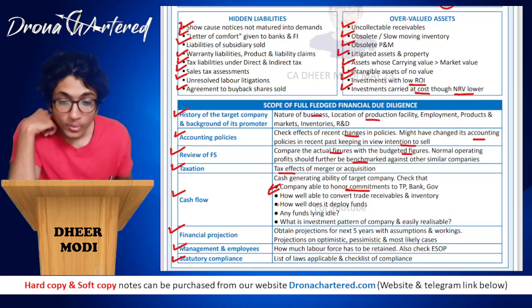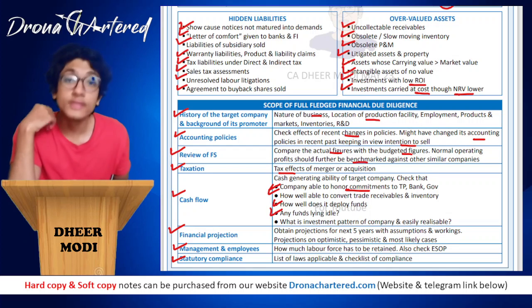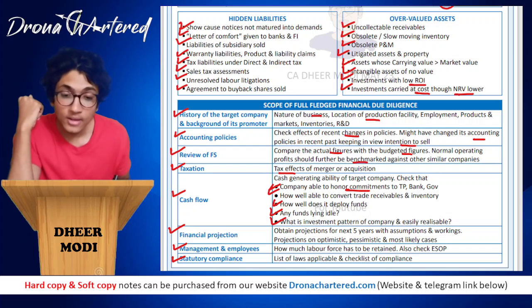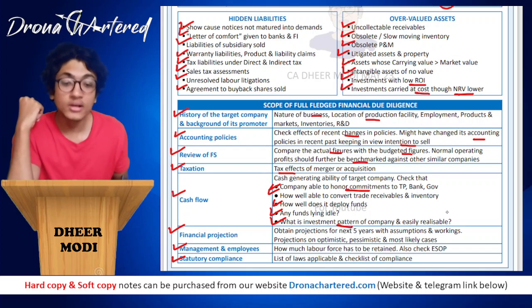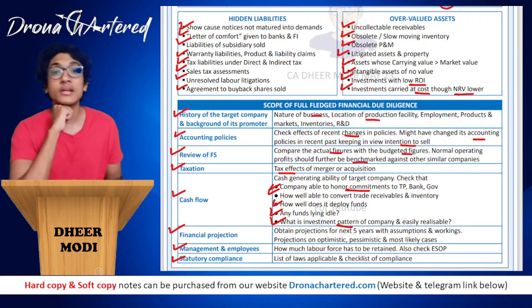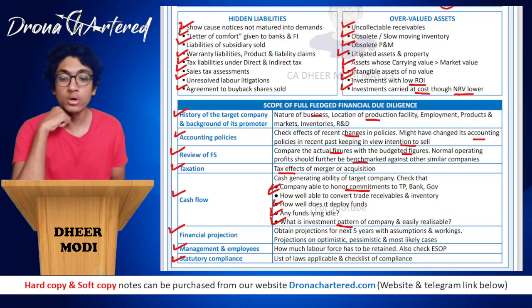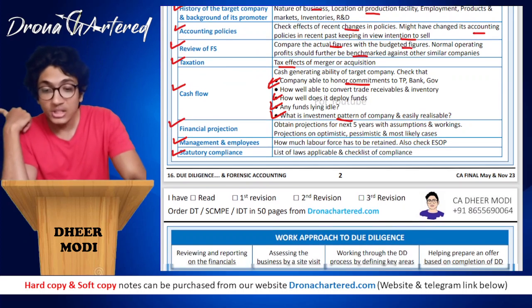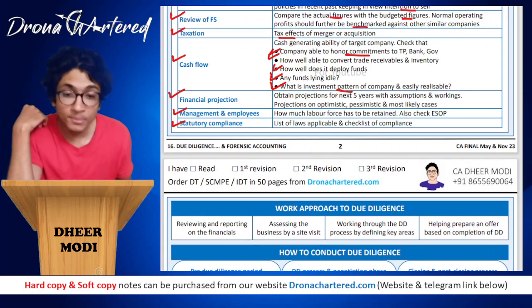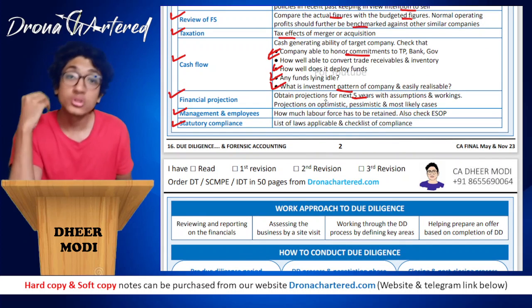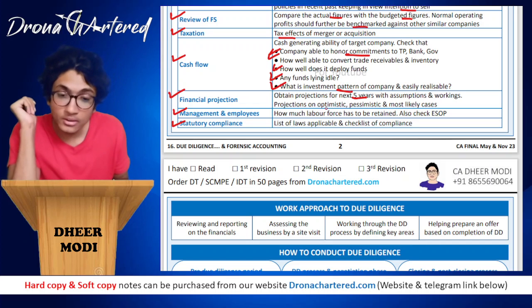Next, how well does it deploy funds? Are any funds lying idle? And last is, what is the investment pattern of the company and whether it is easily realizable. That means whether your investments can easily be converted into cash or not. Then your financial projection: obtain projection for the next 5 years with assumptions and working. Projection shall be based on 3 scenarios, that is your optimistic, pessimistic, and most likely case.